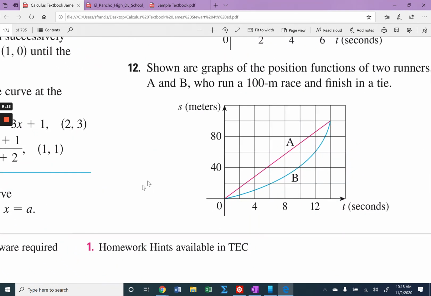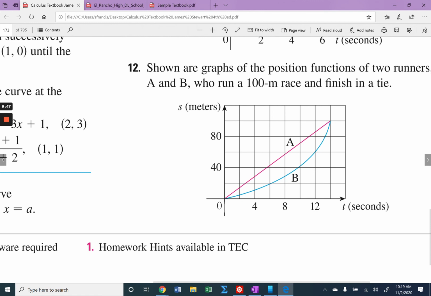Well, runner A is running at a constant rate. This is its position function, so the slope of that line is the velocity function, and since this is a line, the slope is always the same, so he's running at a constant rate the entire time. Runner B, however, if you imagine a tangent line along here, the tangent line is not very steep at the beginning, and gets steeper and steeper, so it starts off slower and increases speed.